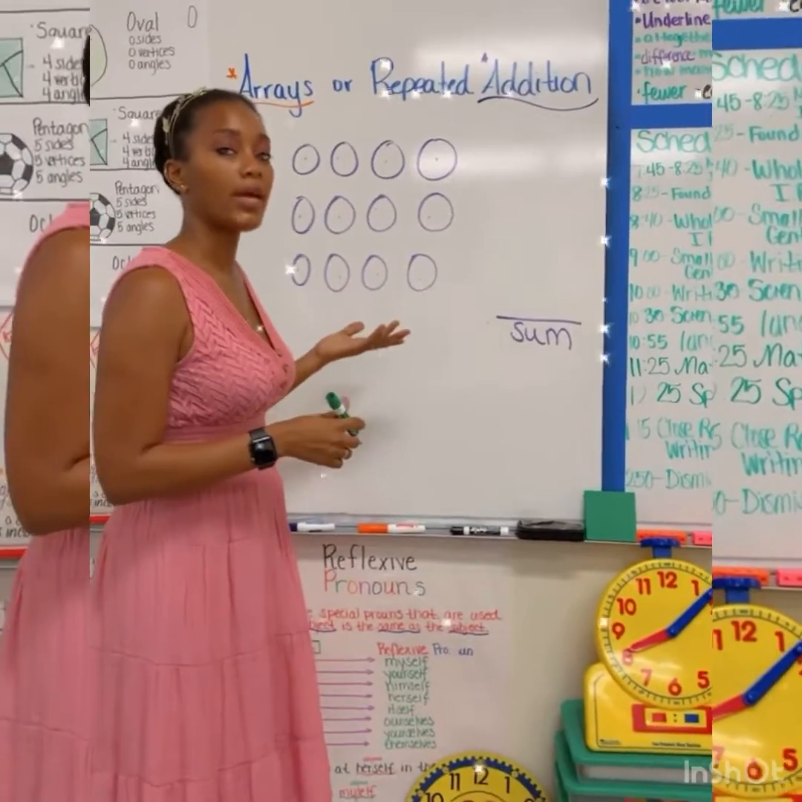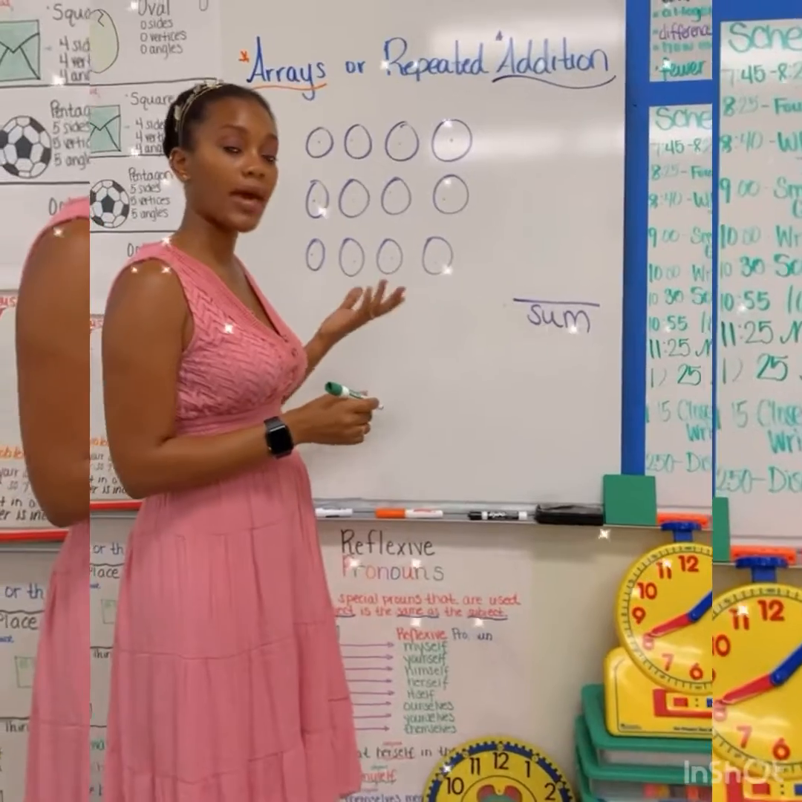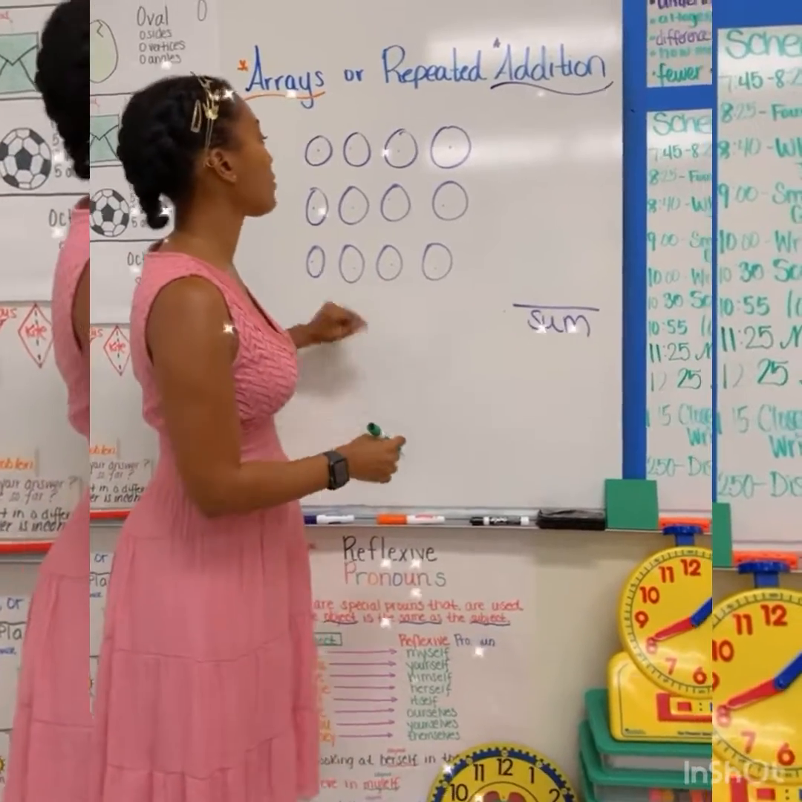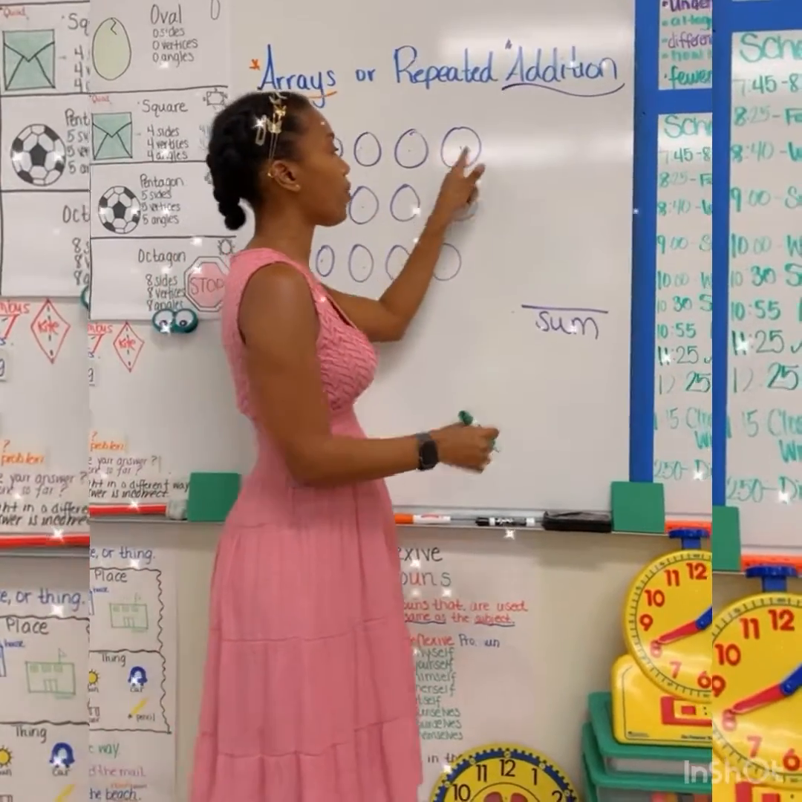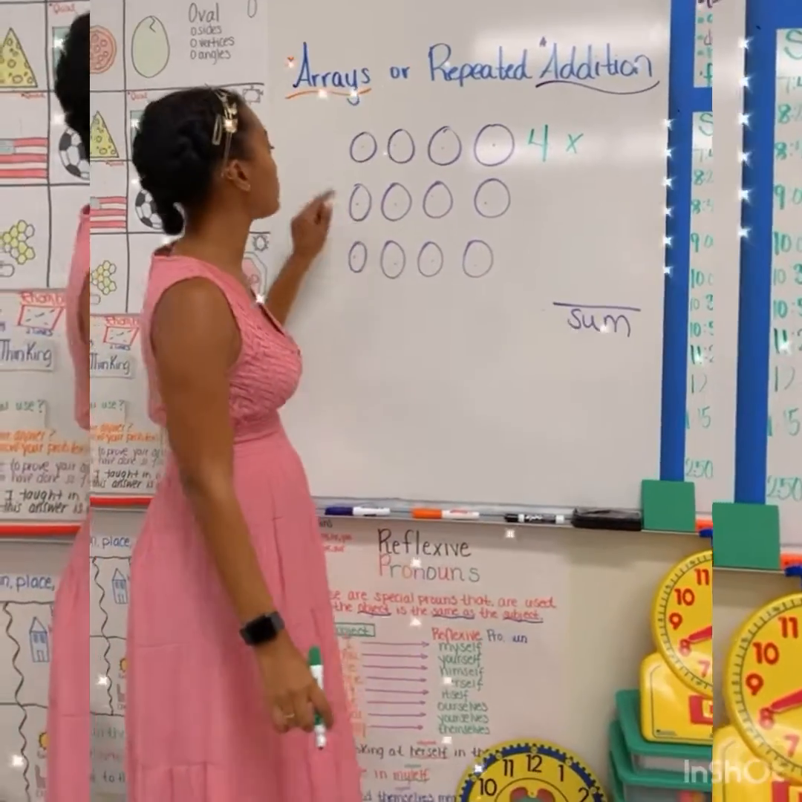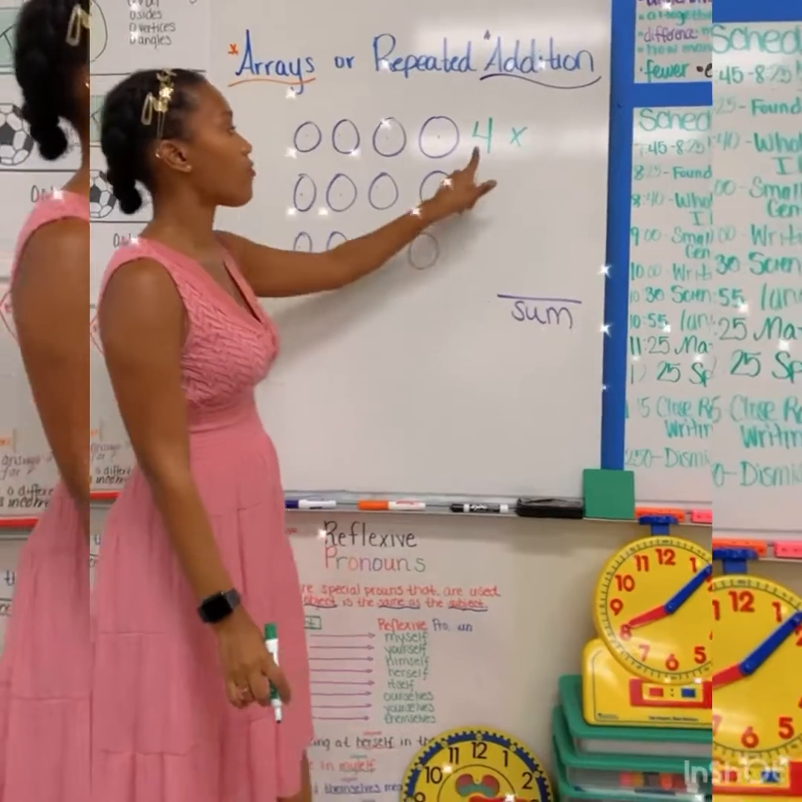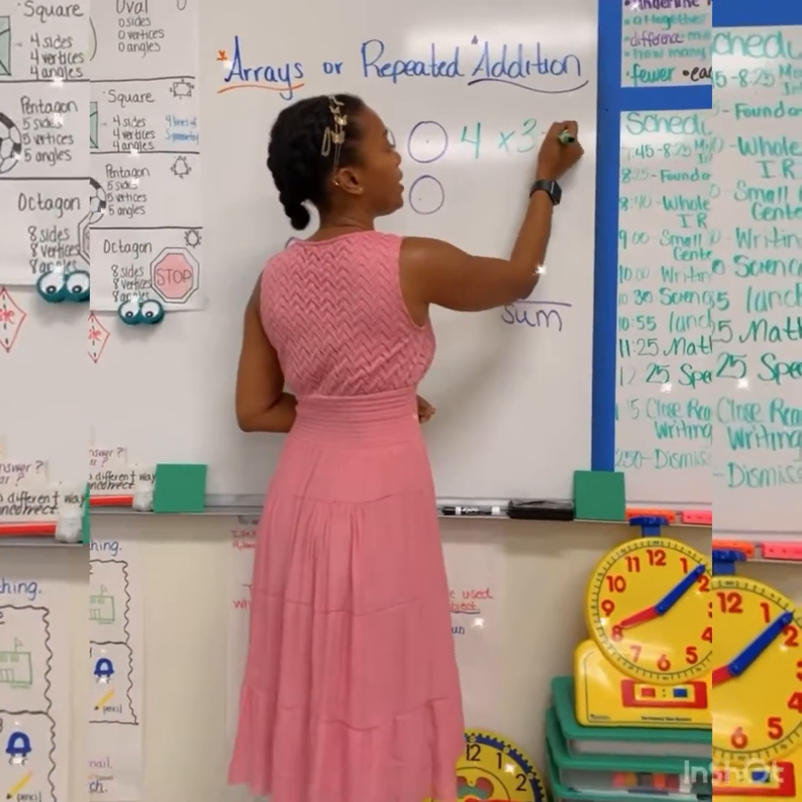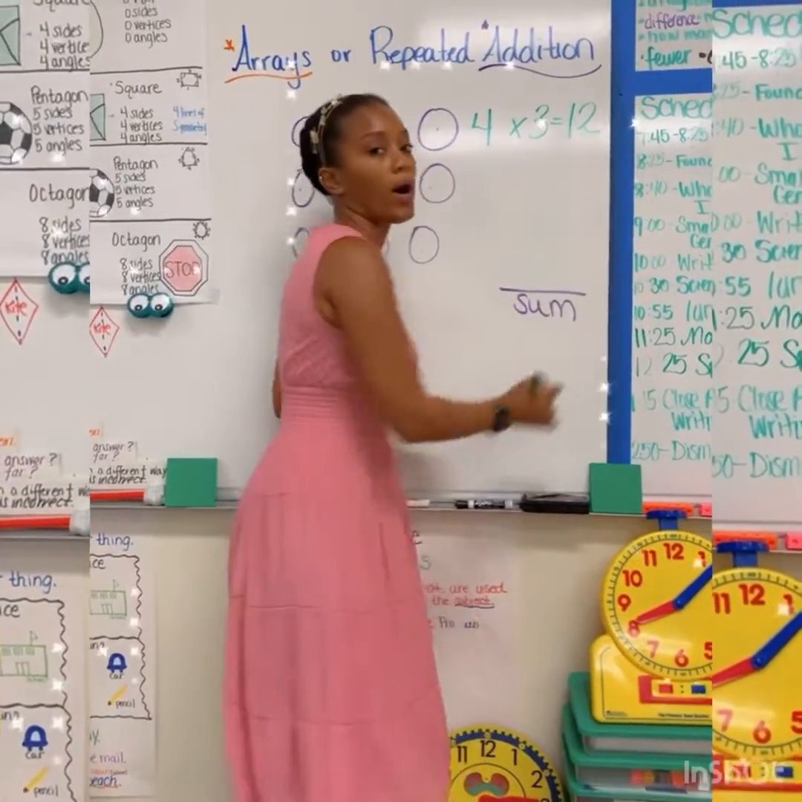When you think of arrays, you can also think of multiplication. For instance, if I were to write 1, 2, 3, 4, I could put that 4 here, times my columns, 3. 4 times 3 is equal to 12.